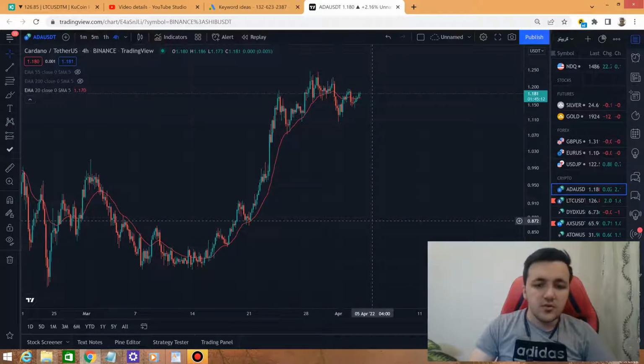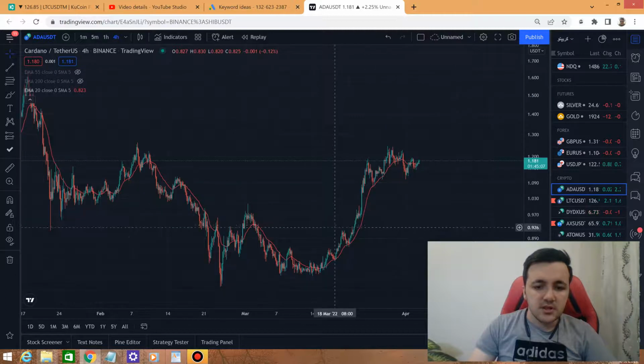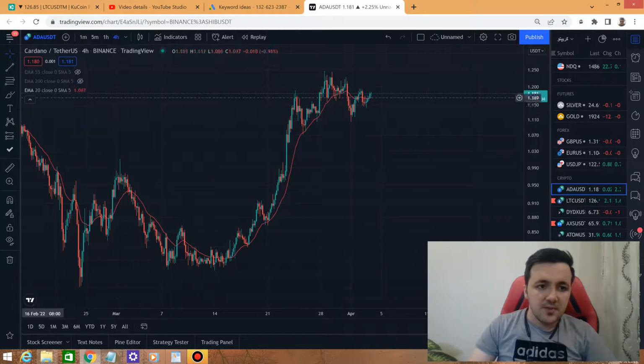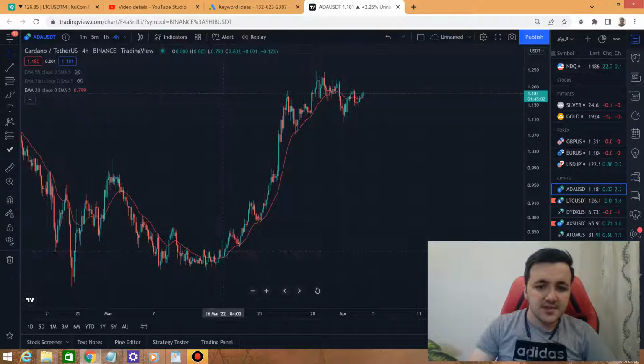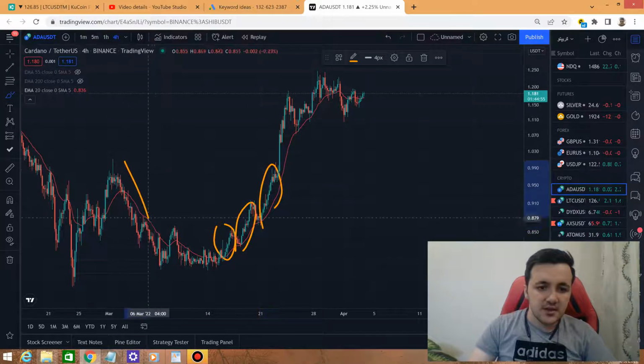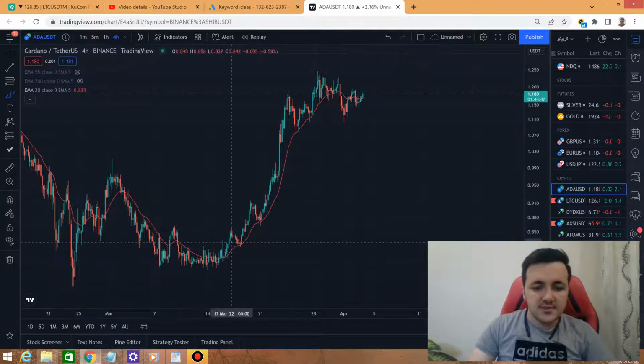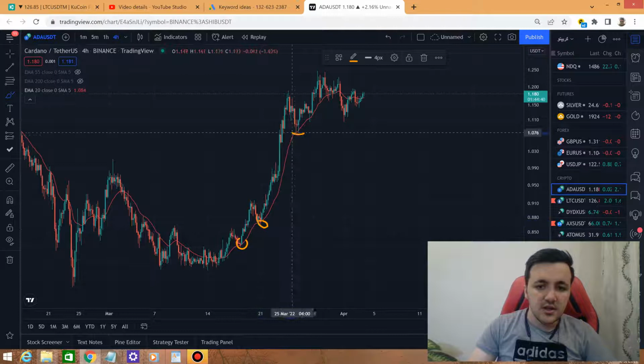We need two conditions. First, a big movement and big candles, like this and like this, like this, like this, like this, and areas where candles touch EMA 20, like here, like here, like here, like here.